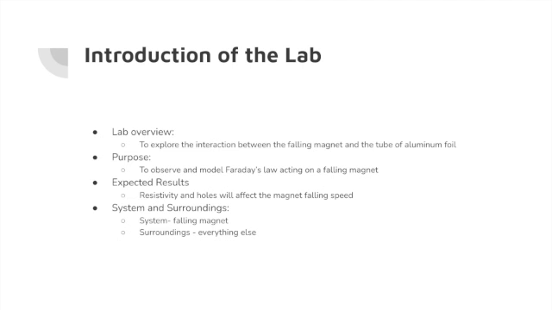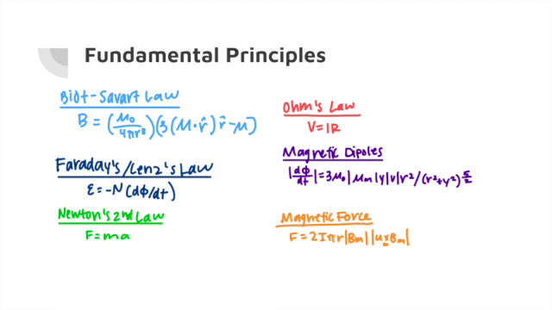Here is a more detailed introduction to the lab. For the lab overview, we are looking to explore the interaction between the falling magnet and the tube of aluminum foil. The purpose of the lab is to apply and use Faraday's law with it acting on a falling magnet. The expected results are that resistivity and holes will have an effect on the falling magnet's speed. The system is the falling magnet and the surroundings is everything else.